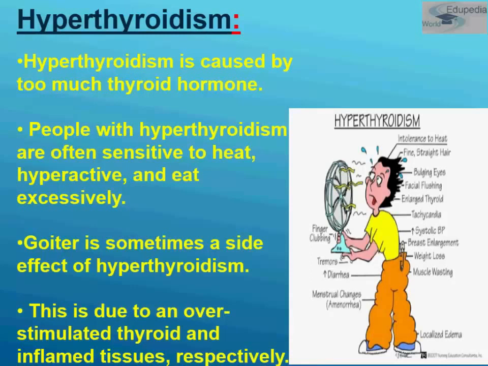And these are the symptoms of hyperthyroidism: muscle wasting, weight loss, breast enlargement, systolic blood pressure increases, tachycardia takes place, the thyroid becomes enlarged, diarrhea starts, and tremors and grit start. So these are the symptoms of hyperthyroidism. This is due to an overstimulated thyroid and inflamed tissues respectively.